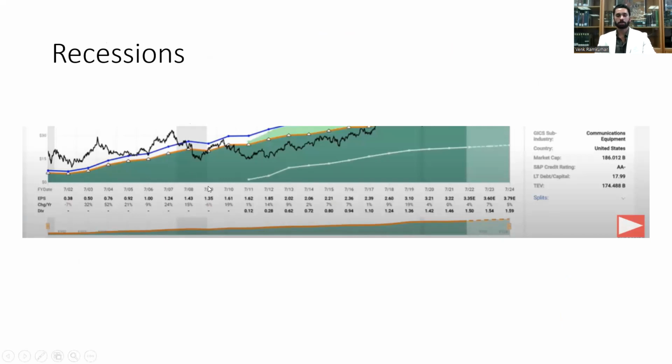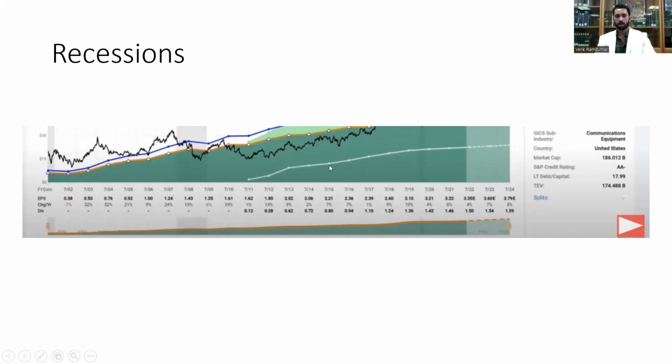Look back in 2008, 2009, right? Even during the dot-com era, it had 1 year of negative growth, and then it continued to grow its earnings, 32, 52, 21, 9, 24, 15. 1 year of earnings drop in 2008, 2009 when banks had to be bailed out and stuff, right? Then continued back to growth, 19, 1, 14, 9, 2, 7, 7.